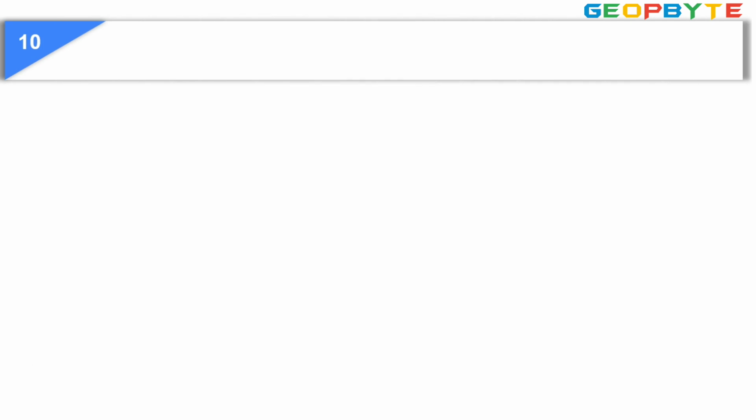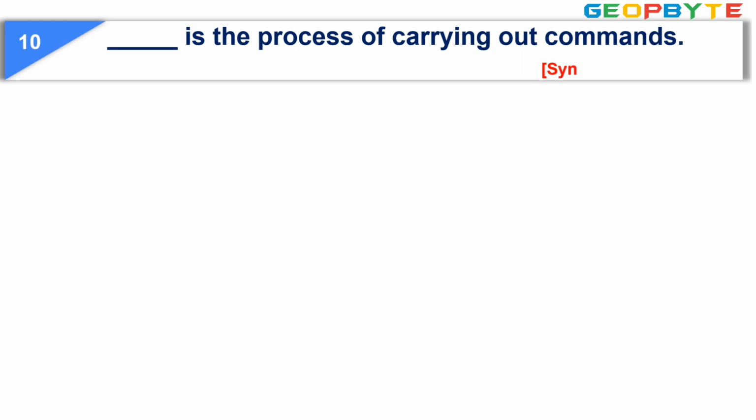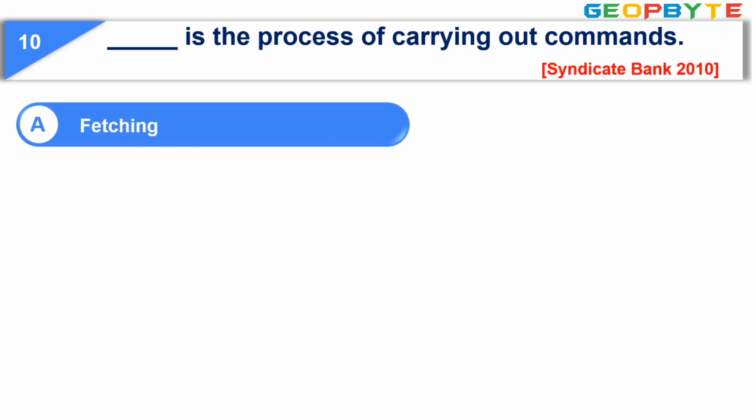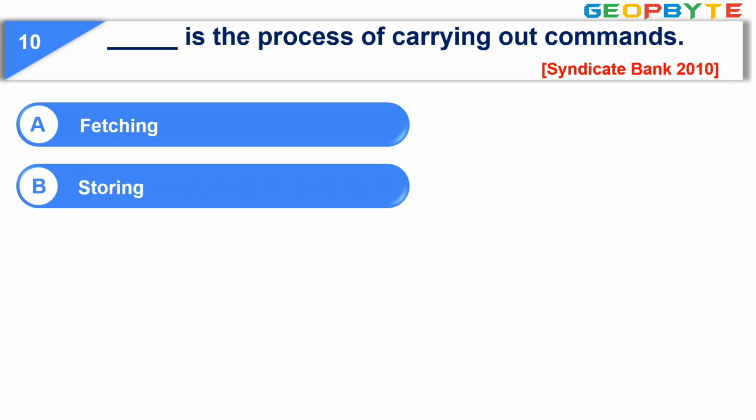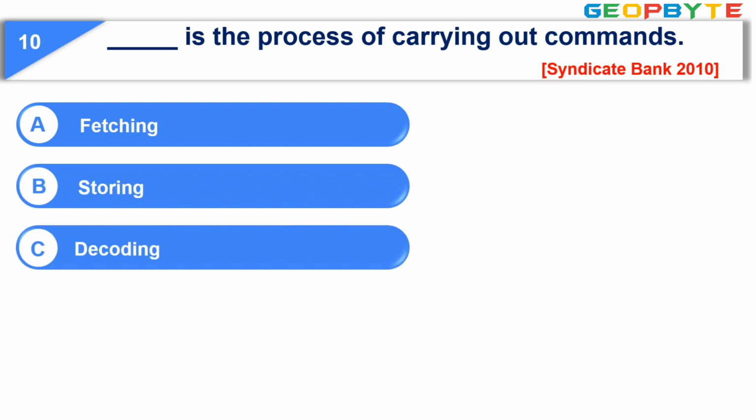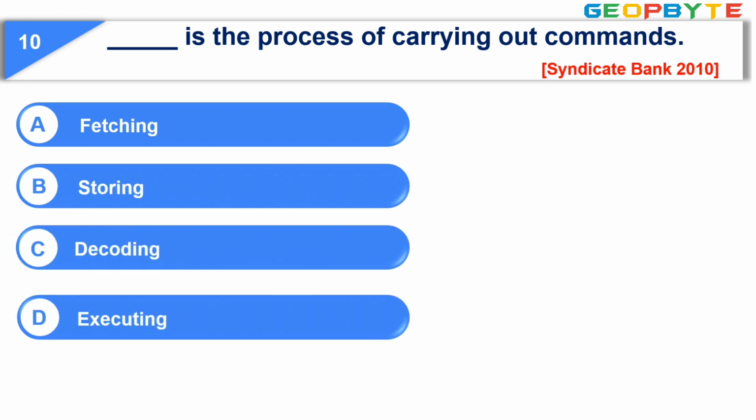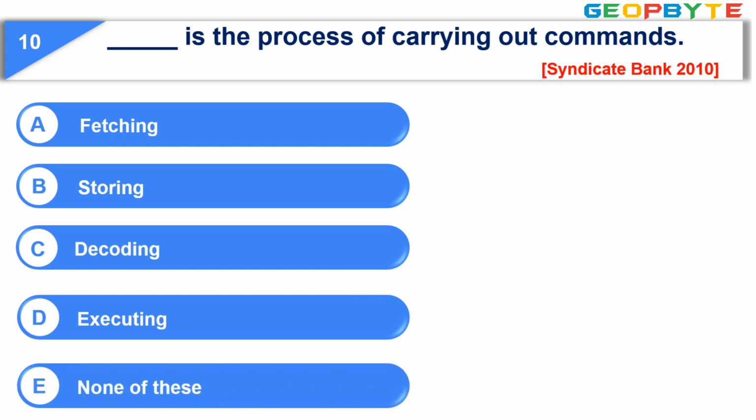Next, moving to question number 10. Dash is the process of carrying out commands. Option A, fetching. Option B, storing. Option C, decoding. Option D, executing. Option E, none of these. And the correct answer is executing. So executing is the process of carrying out commands.